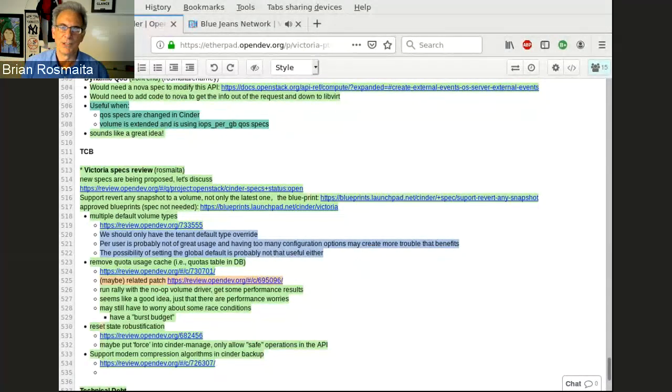But this would be good to comment on. So the proposer seems okay with just picking a good one and going with it. So he just wants some guidance on what we think is a good choice. So anyone interested in compression who's got an opinion, please leave it on that spec.